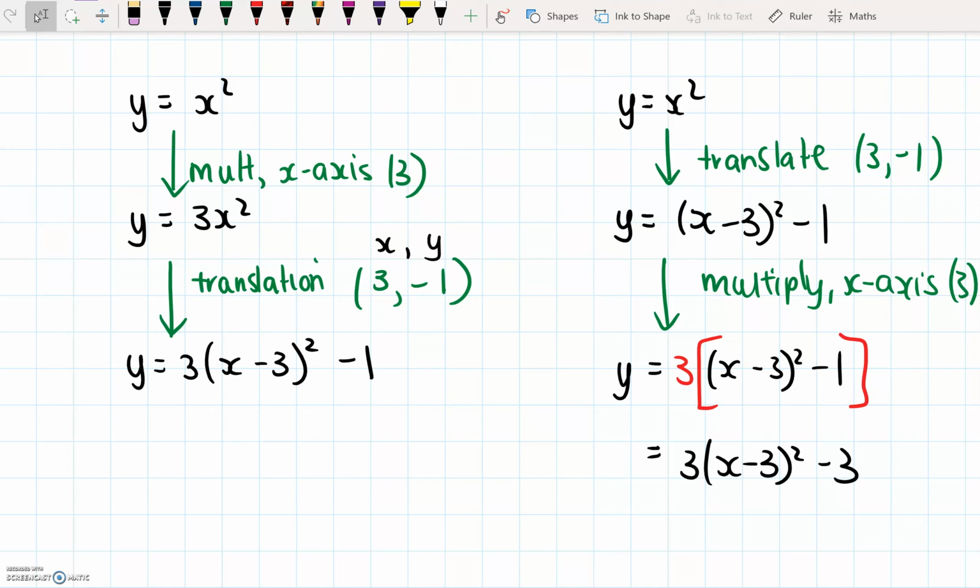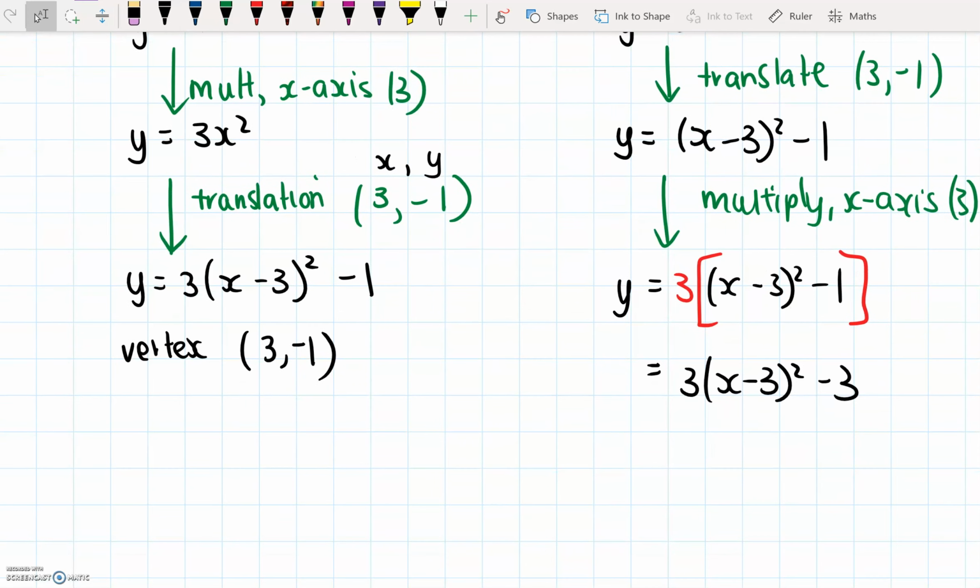We can now say for the first one that the vertex is going to be (3, -1). The vertex in this second one is going to be (3, -3). So it actually changes this quite a bit if you do the translation before the multiplication. Please just be aware of the different effect this has on your function.